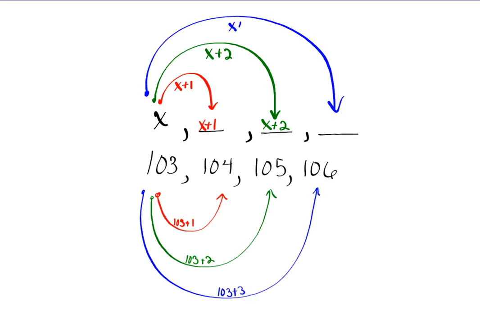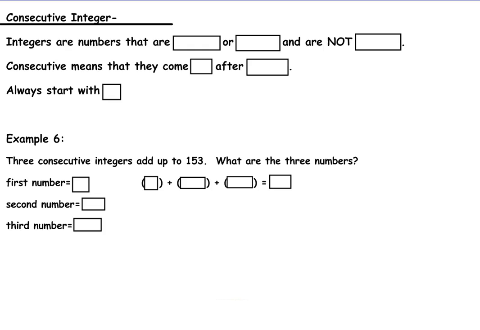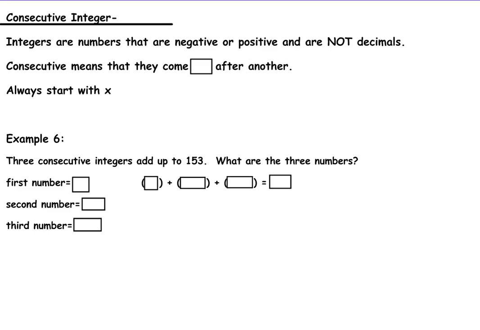Well, I do it just like I did the 103. So I have four consecutive integers here. Let's go back here. All right, back to where we were.